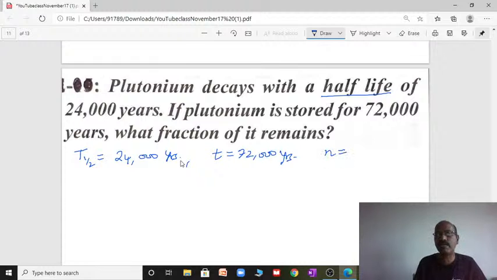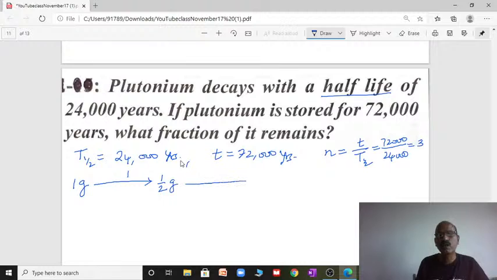We know number of half-lives equals t by half-life. How much is t? 72,000 by the half-life, 24,000. So you will get the number of half-lives as 3. Number of half-lives 3 means, suppose 1 gram of plutonium: in the first half-life, it becomes 1 by 2 gram, half of the atoms disintegrate. Now in the second half-life, this 1 by 2 gram becomes 1 by 4 gram. Then the third half-life, because we already got the number of half-lives as 3, so 3 times you do the half-life.